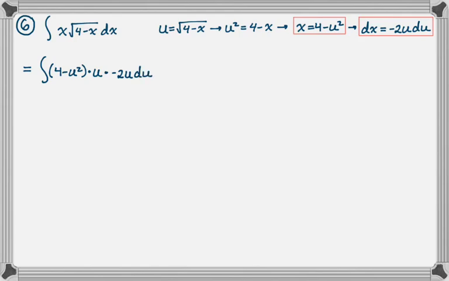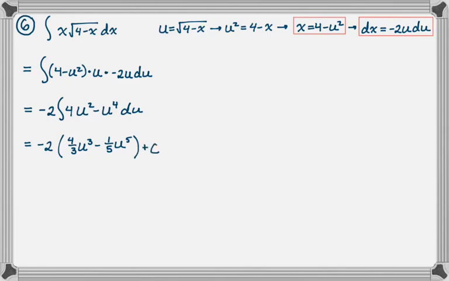A lot of people, when they do these sorts of problems, end up losing a u somewhere along the way. It's really important that it be there because obviously it's impacting the problem. Let's just clean this up. So I'm going to take out a negative 2 and distribute the u squared. So I get this. And now I'm going to reverse the power rule. So negative 2, 4/3 u cubed, minus 1/5 u to the 5th, and then plus c.